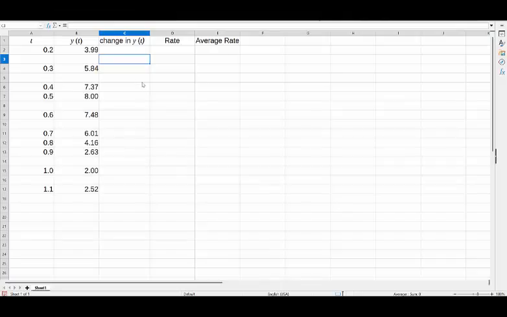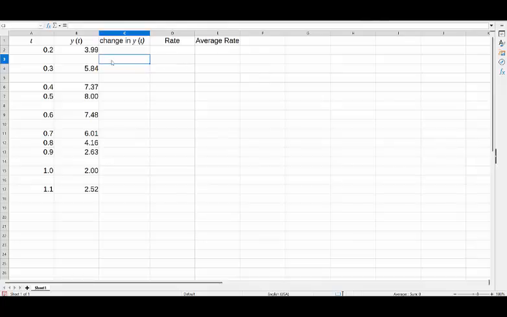Okay, so we can now see the chart of values. I put some space in here because here's what we're going to do. We're going to find first the change in y of t. Then we're going to find the rate getting close to the values we want. We want 0.3, 0.6, and 1.0. So we're going to find the values going between 0.2 and 0.3, and then 0.3 and 0.4, and then we'll find an average of those, and that'll be about right for our instantaneous rate.